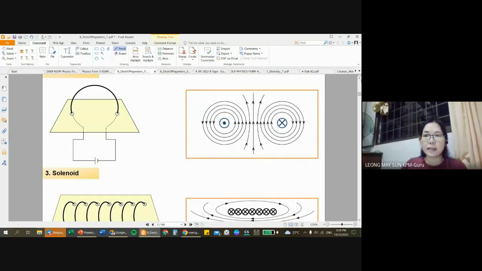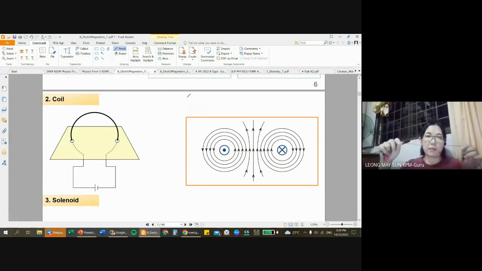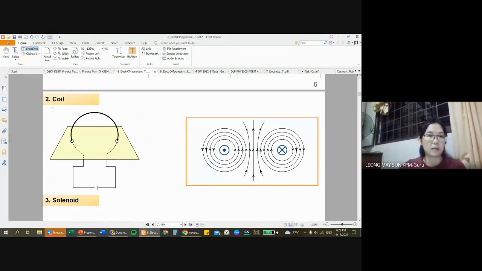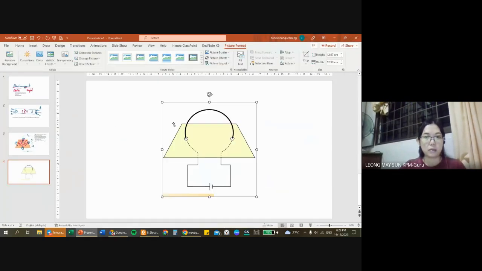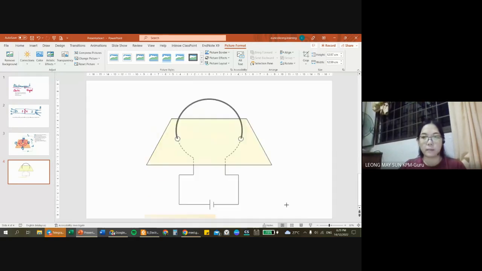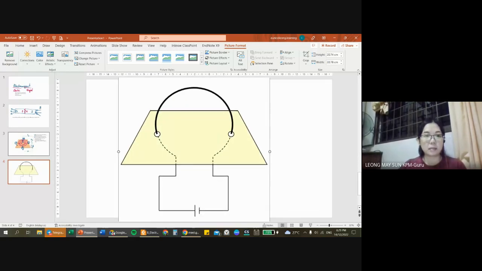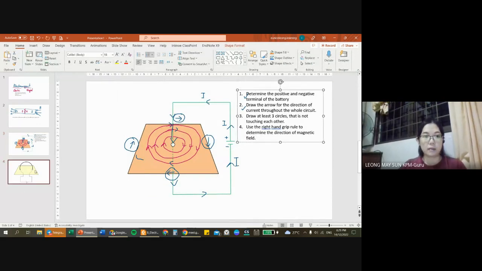Next is actually for a coil. A coil is just taking a piece of wire and bending that wire. So in order to analyze a coil, let me get this here. Same thing as just now, same thing as this indication.